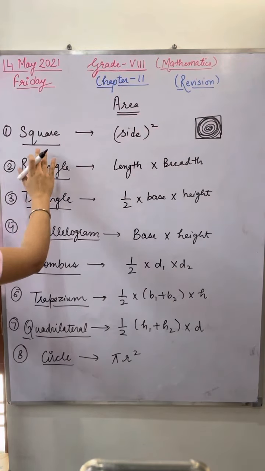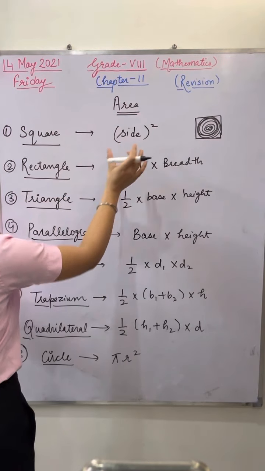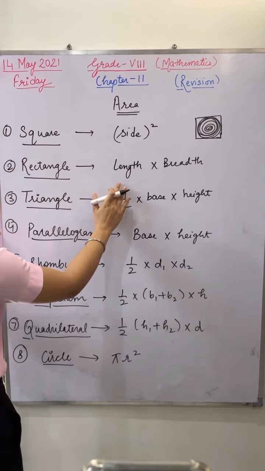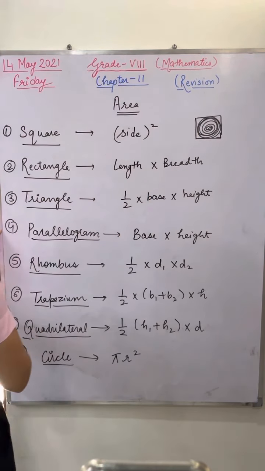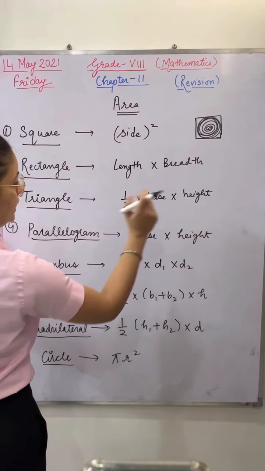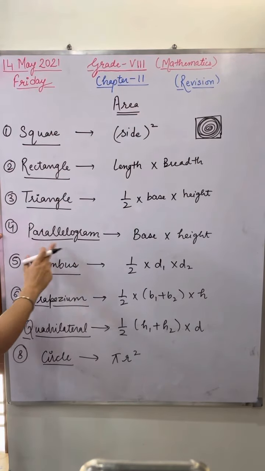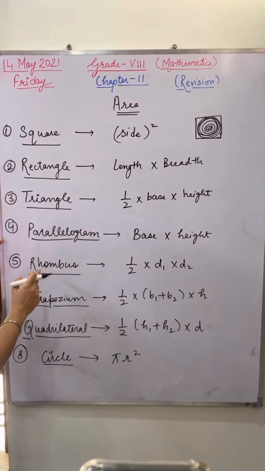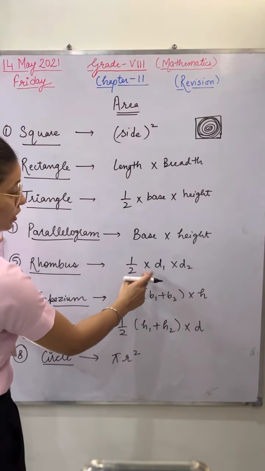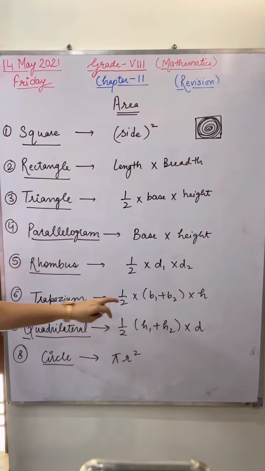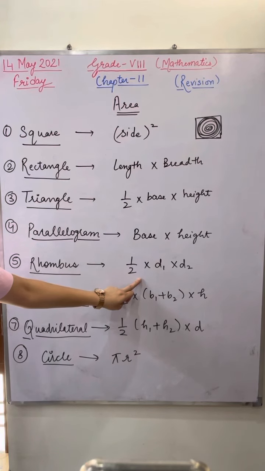Right? Area of square is equal to side square, side multiplied by side. Area of rectangle is equal to length multiplied by breadth. Area of triangle is equal to half into base into height. Area of parallelogram is equal to base into height. Area of rhombus is equal to half into diagonal 1 into diagonal 2. This formula is not mentioned in the book.